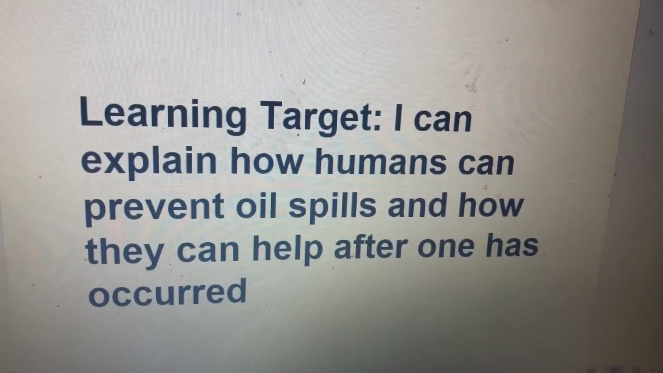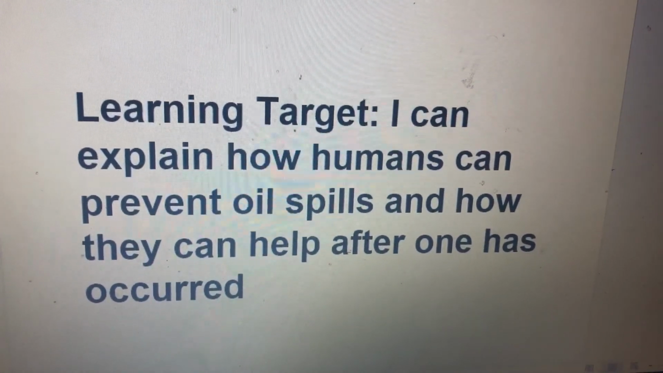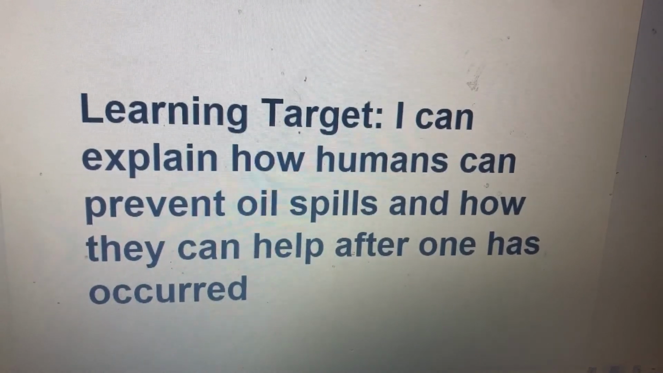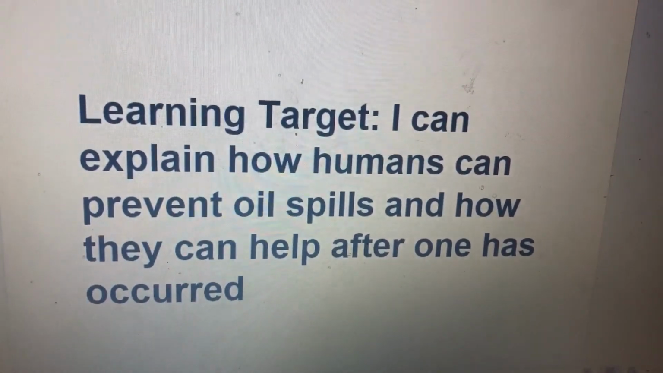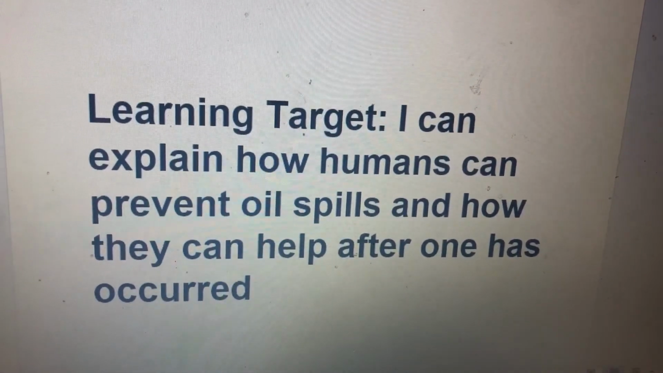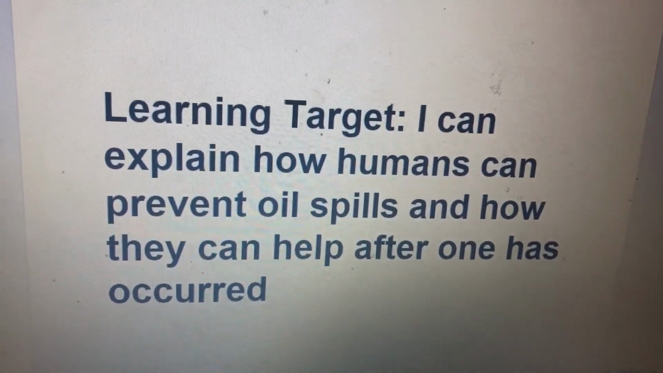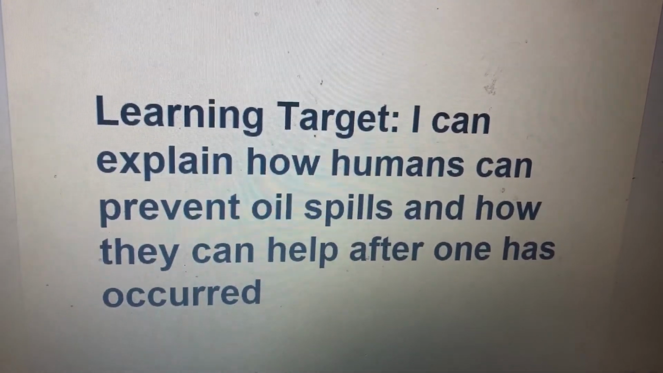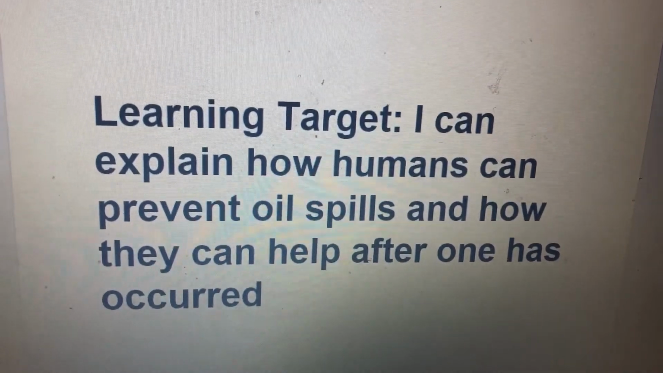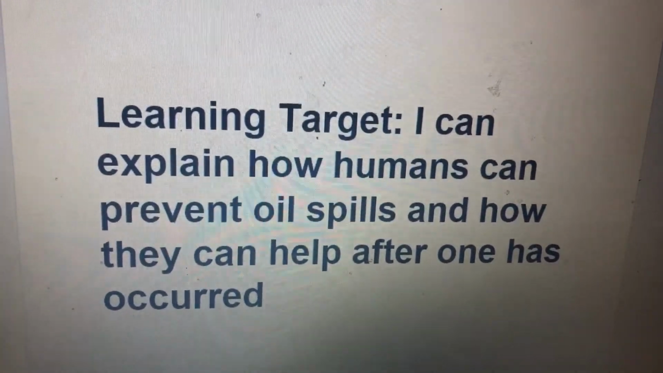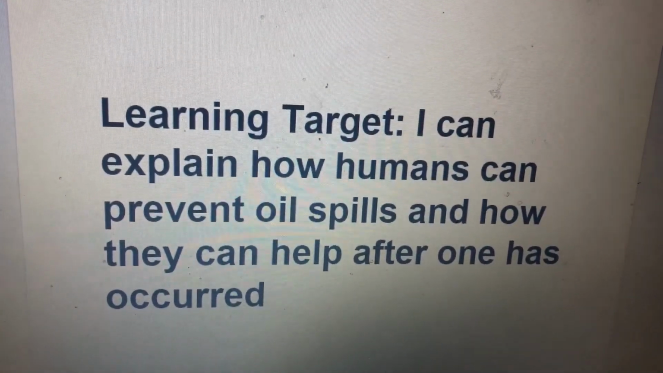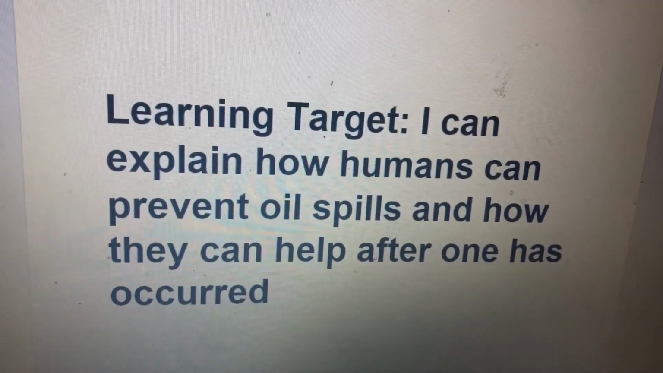So let's go back to the learning target to see if you actually got that learning target. Here's the learning target. I can explain how humans can prevent oil spills and how we can help after one spill has occurred, okay? So if you cannot answer this question, go back to that video and go back to the website and watch it again so that we can explain how we can help, okay?